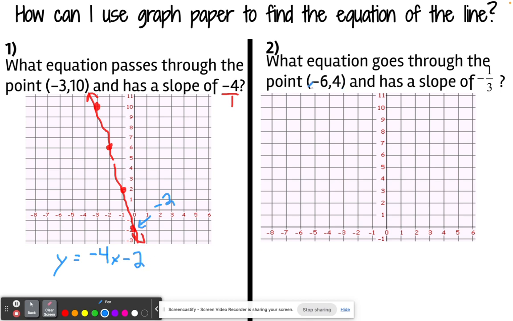Let's do the next one. I have the point -6, 4, -6, 1, 2, 3, 4. I have a point there. And I have a slope of -1/3, which means I'm going to go down 1 over 1, 2, 3. Put a point there. Down 1 over 1, 2, 3. Put a point there. Down 1 over 1, 2, 3. Put a point there.